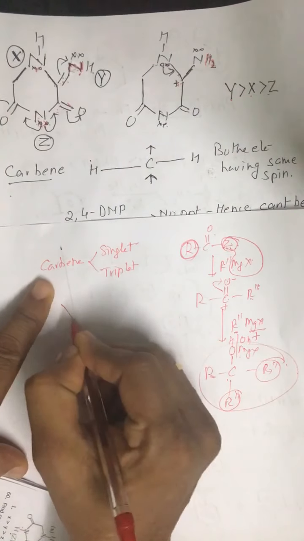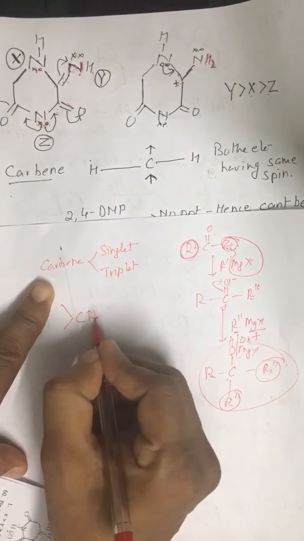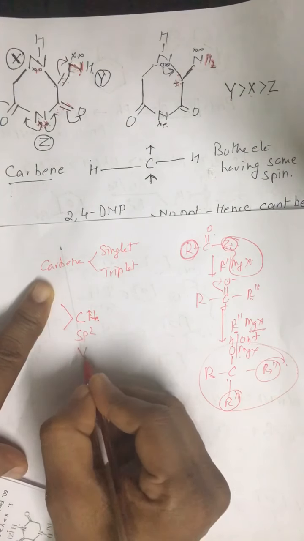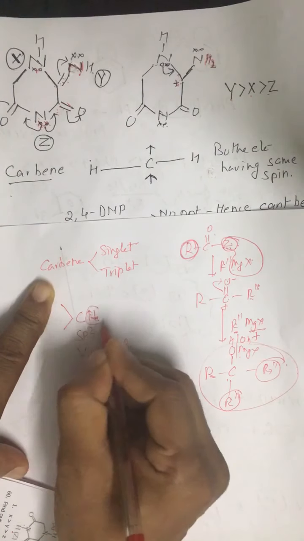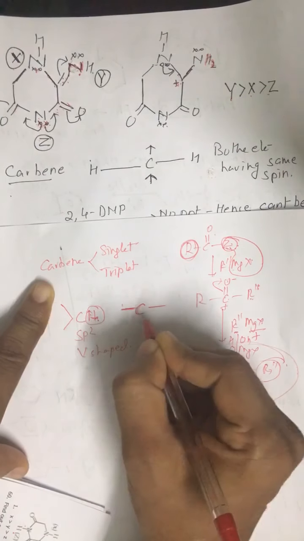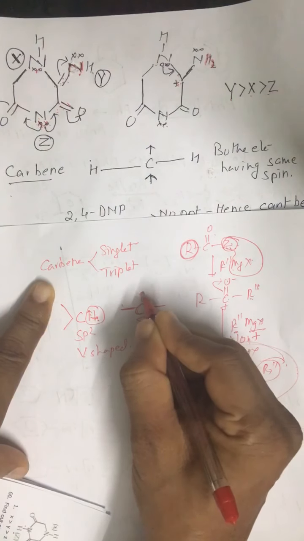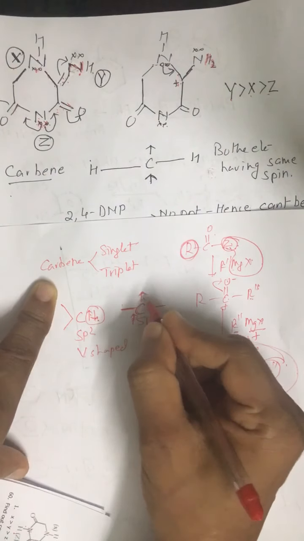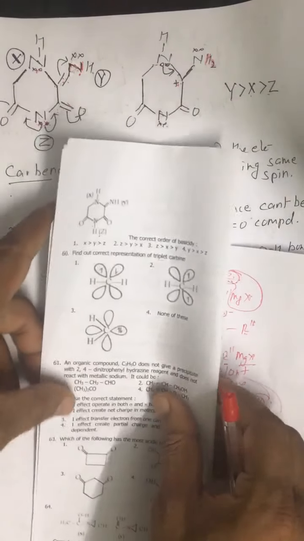In singlet carbene, it is sp2 hybridized and both the electrons are present in one orbital, and that is anti-clockwise. This is sp2, it is V-shaped, and it is diamagnetic. Whereas triplet carbene is like this. It is sp hybridized, it is linear, it is paramagnetic, and both the electrons are present in different orbitals and have the same spin like this. So you must remember these things about carbene.